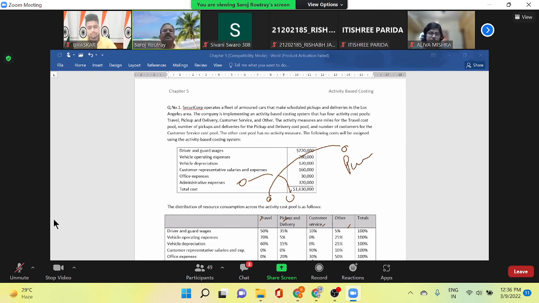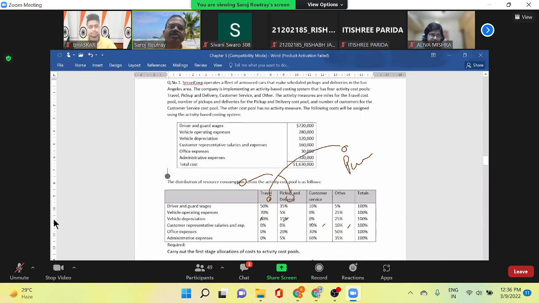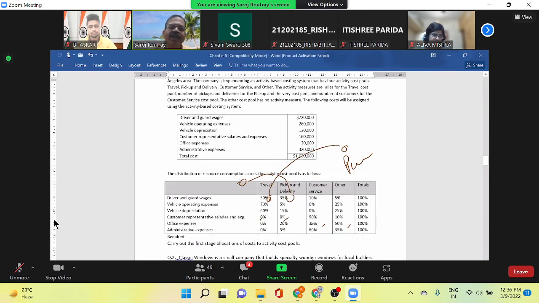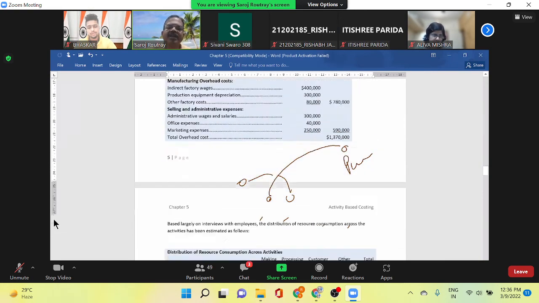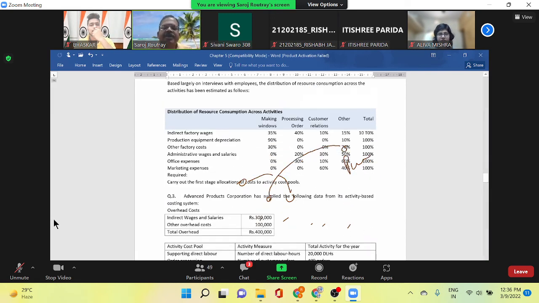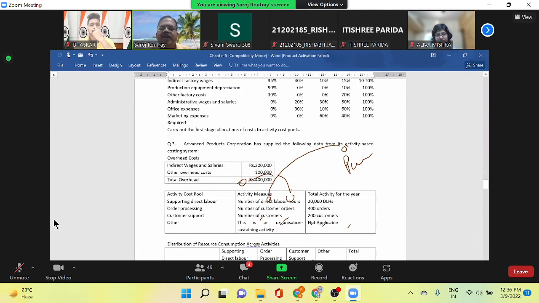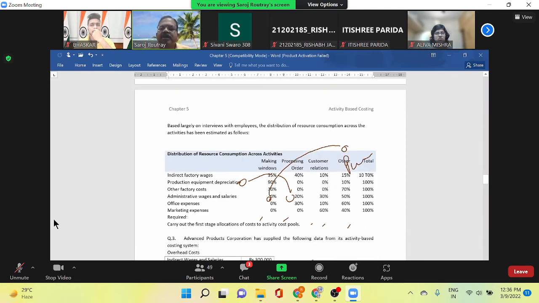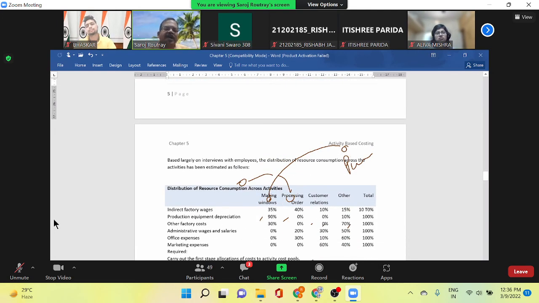So this is called first stage allocation. When you divide it into different cost pools, this is called first stage allocation. Question number 1 and question number 2 are of similar type, where you have to do just the first stage allocation. Second stage allocation, that means the driver rate, you are not finding out. That we will be learning in the rest of the questions. So I will send it to you in Google Classroom.